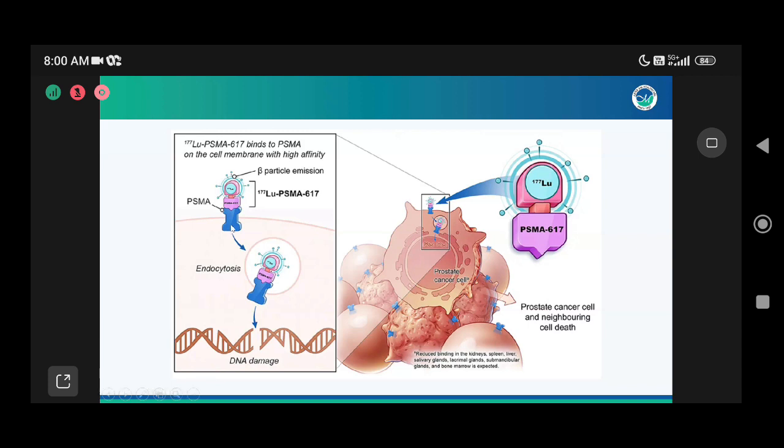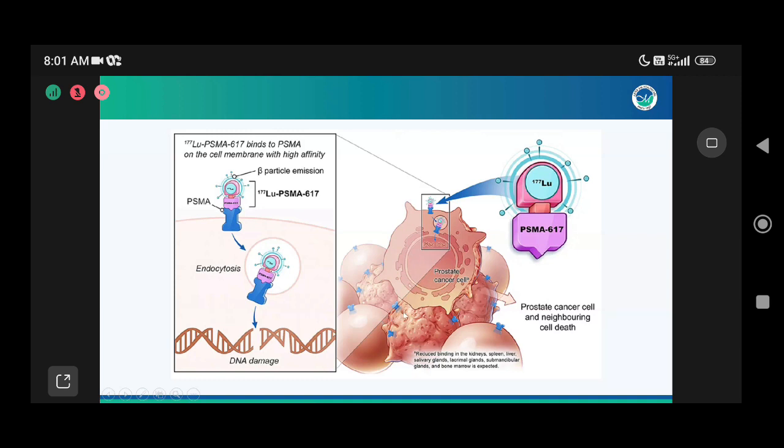This diagram summarizes what happens in either gallium PSMA or lutetium PSMA. In the case of lutetium PSMA, these are the prostate cancer cells, in which this blue thing is the PSMA molecule, a transmembrane protein. This transmembrane protein is targeted by PSMA-617, which has been attached to the radioactive substance lutetium-177. Once it attaches, there is endocytosis of the complete molecule, in which lutetium-177 keeps on emitting beta rays, and there will be cell kill.